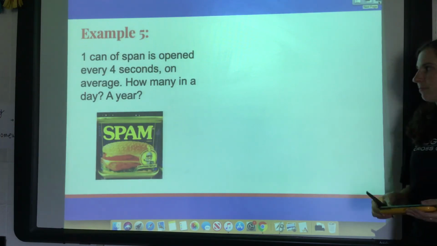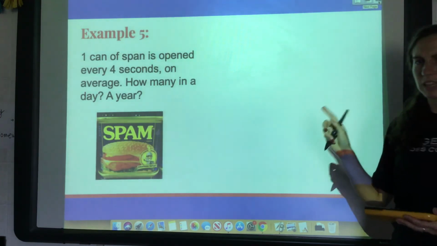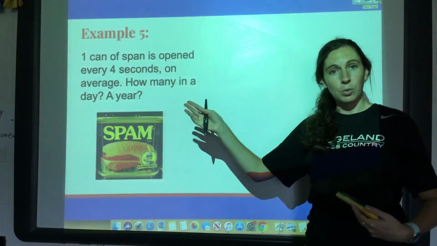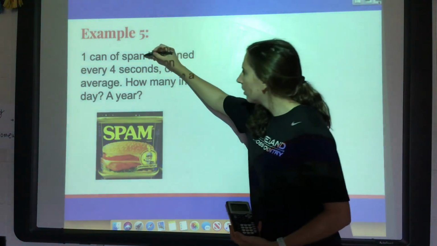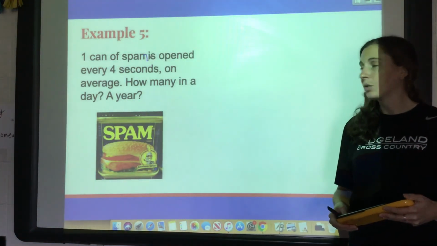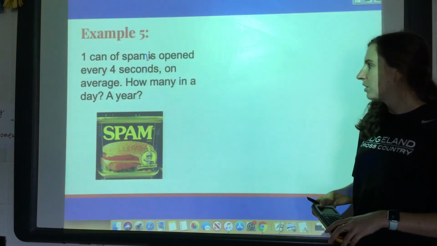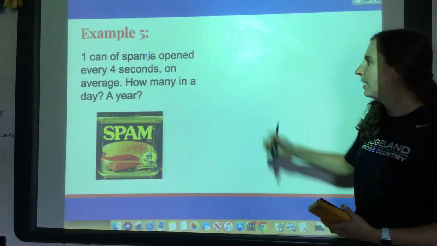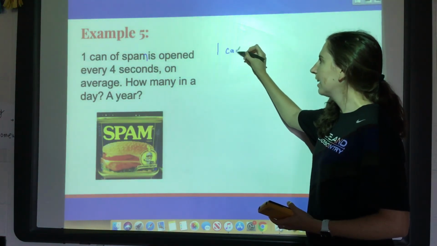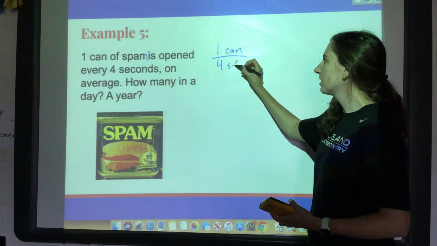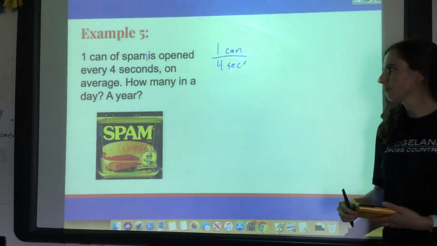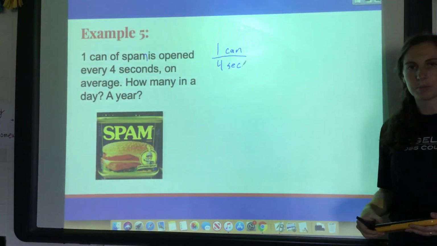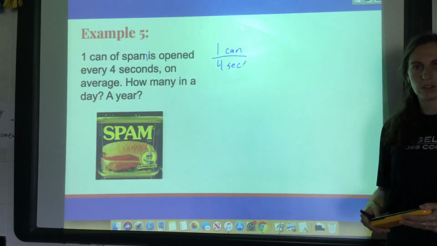All right. Last example. I've heard that this is true, but I got this off the internet, so I'm not sure how exactly accurate this one is. Apparently, 1 can of Spam, oh no, 1 can of Spam is opened every 4 seconds on average. So how many times is that in a day or in a year? So that would be 1 can every 4 seconds. All right, I've actually been to the Spam Museum in Minnesota. It's a weird place.